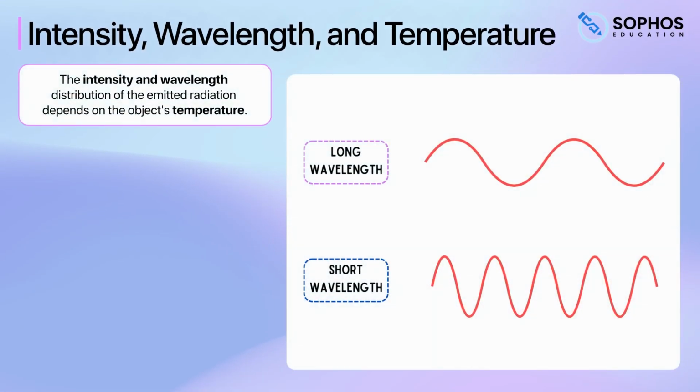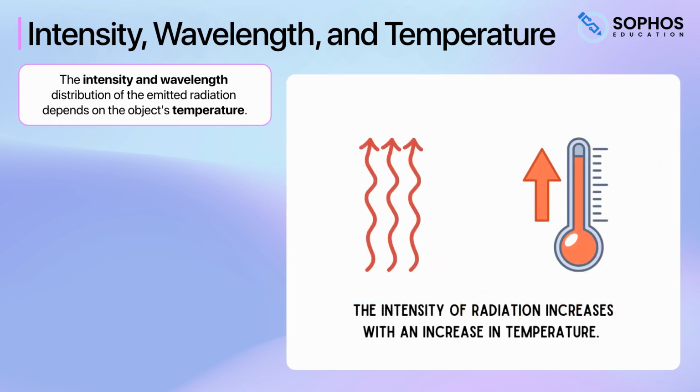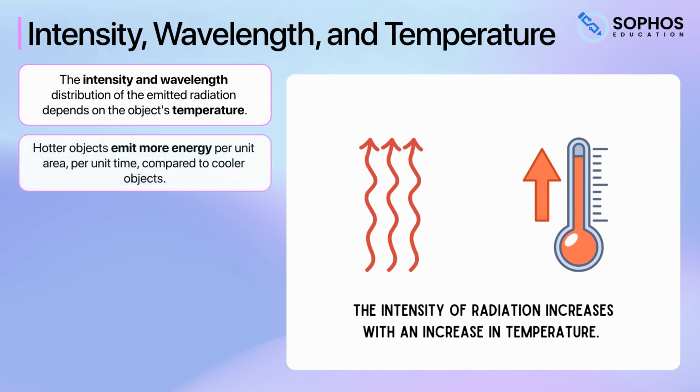The intensity and wavelength distribution of the emitted radiation depends on the object's temperature. The intensity of radiation increases with an increase in temperature. This means that hotter objects emit more energy per unit area per unit time compared to cooler objects.